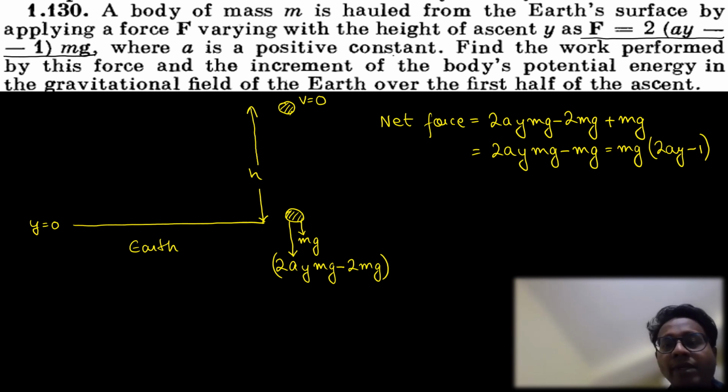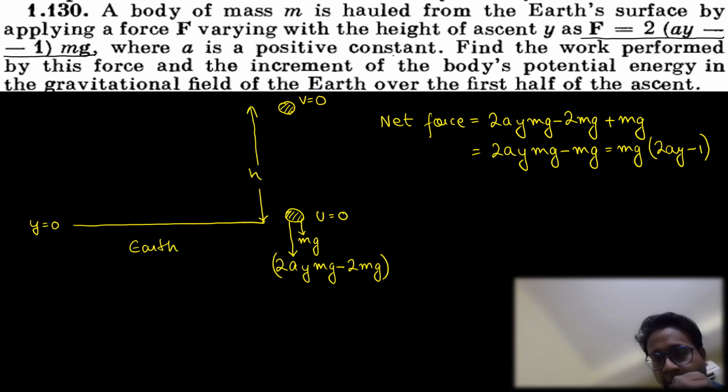What I need to find out right now is the maximum height. Initially the particle started with initial velocity u equals 0. The force accelerated it, and it reached up to a maximum height. At maximum height, what is the necessary condition? The necessary condition at maximum height is v equals 0.